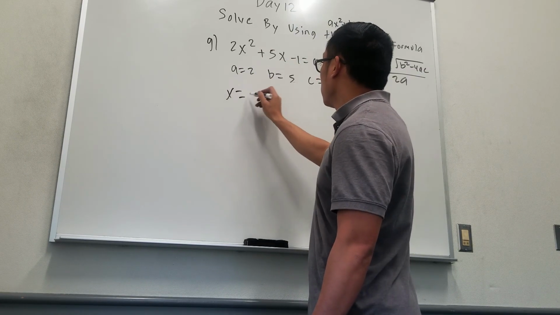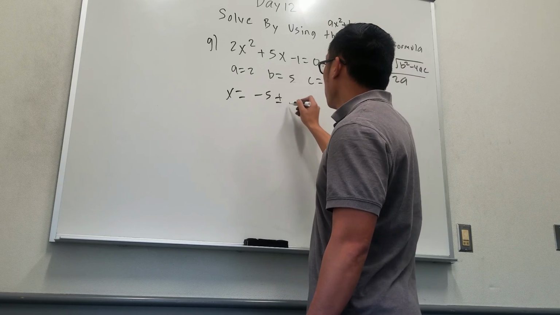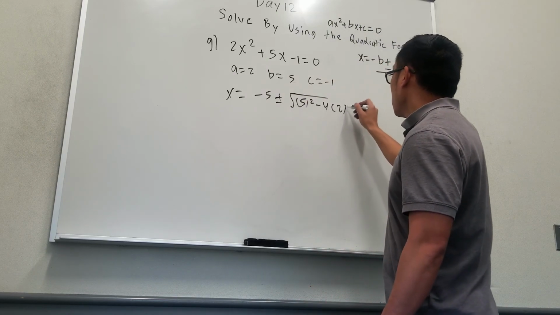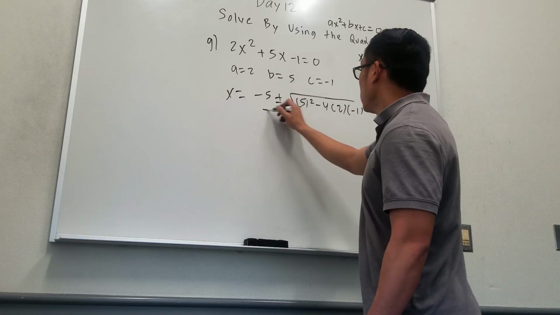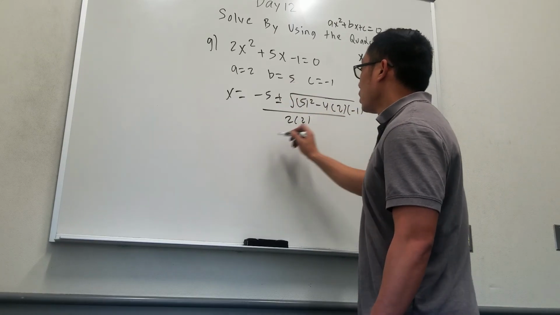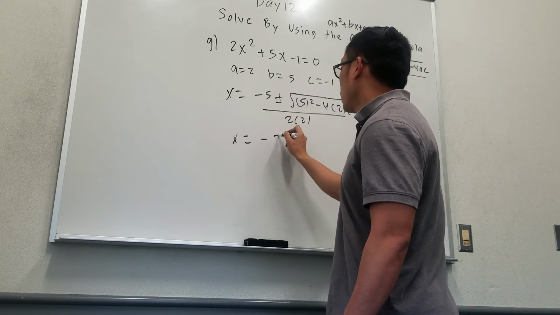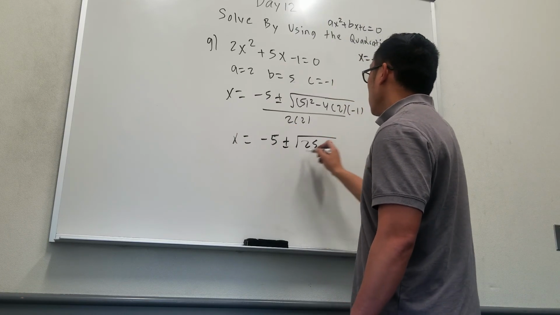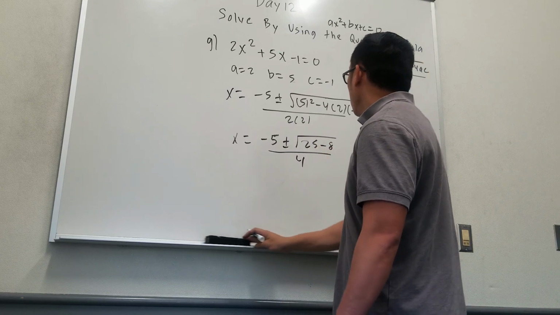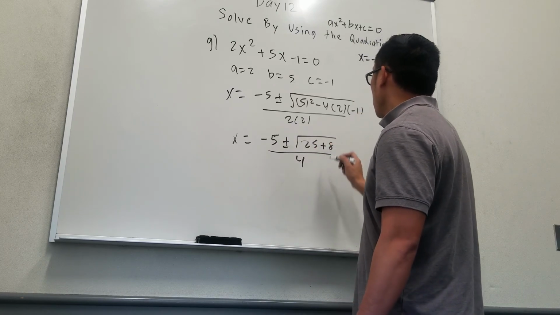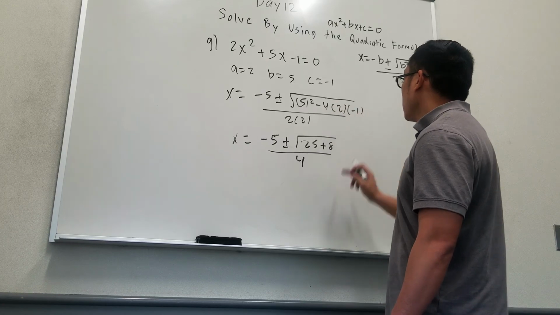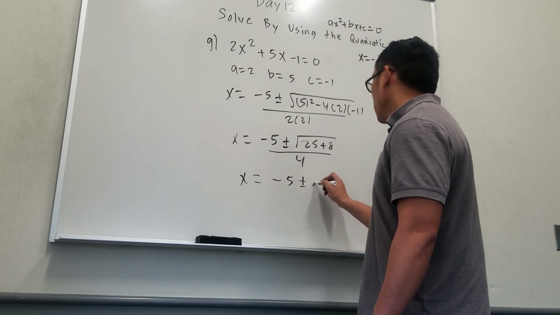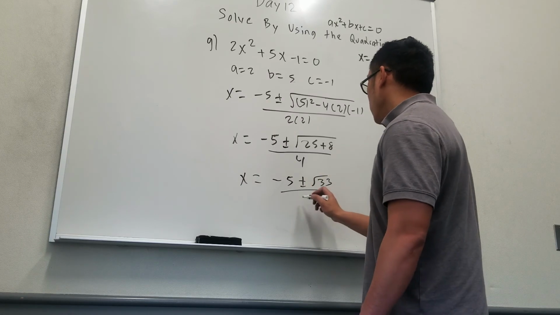So x is equal to negative 5 plus or minus the square root of b squared minus 4 times a times c, all over 2 times a. You have x equal to negative 5 plus or minus the square root of 25 minus 8, all over 4. Right? Oh, this is plus 8. Okay? Negative and negative is positive. x is equal to negative 5 plus or minus root 33 over 4.